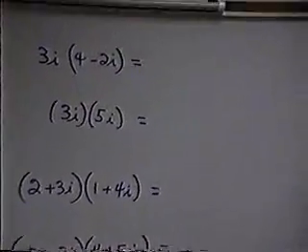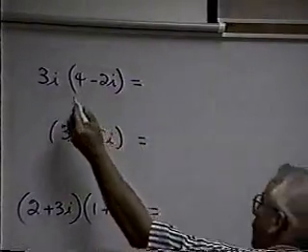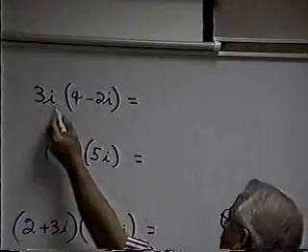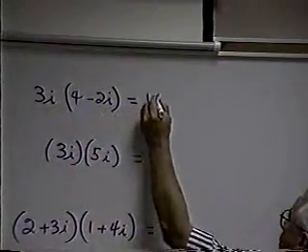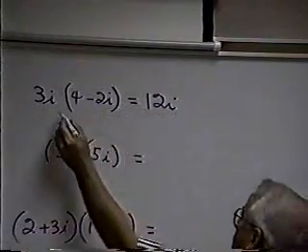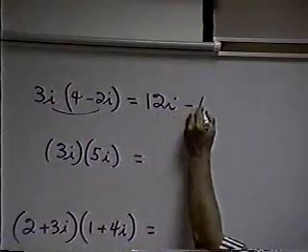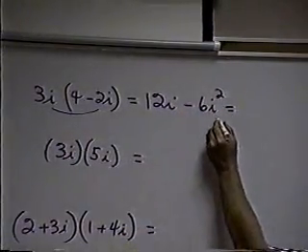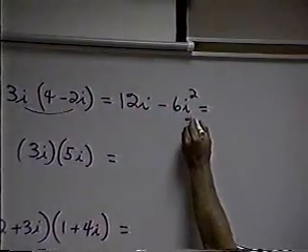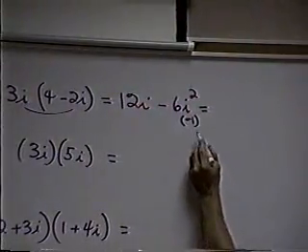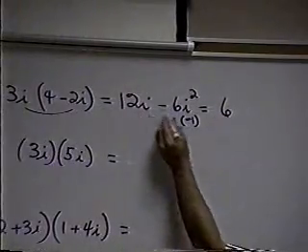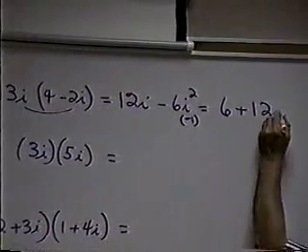All right, let's look at the next example. We have 3i times this. So we multiply 3 times 4, that would be 12i. And then this would be a minus 6i squared. But what is i squared? i squared is a minus 1. So minus 1 times a minus 6 is a plus 6, plus 12i.